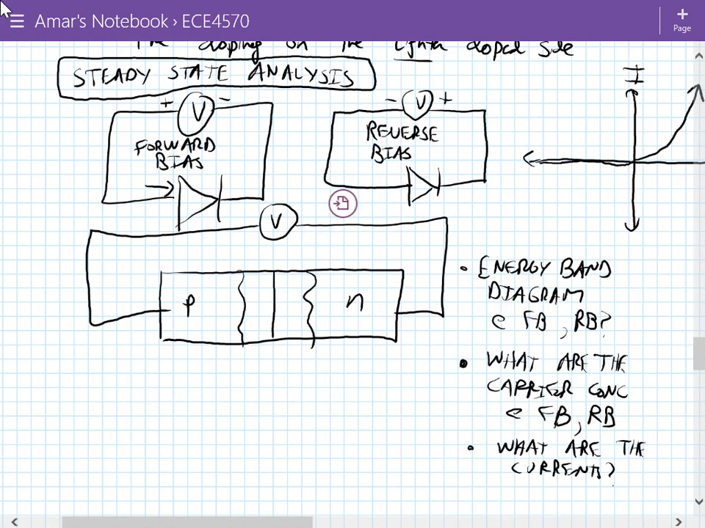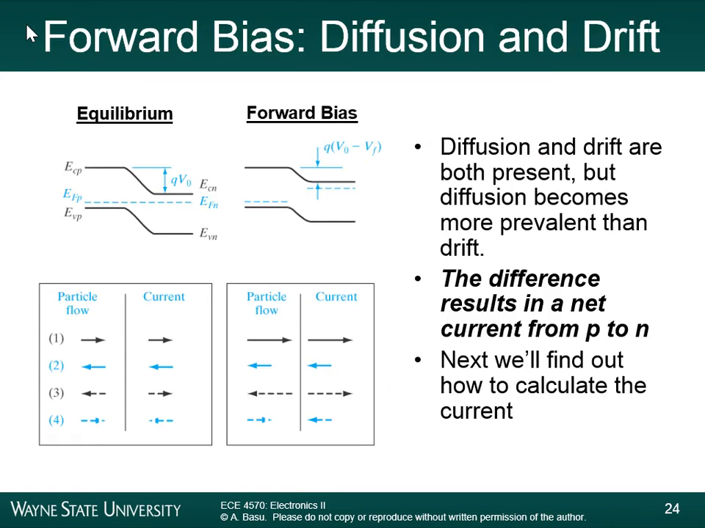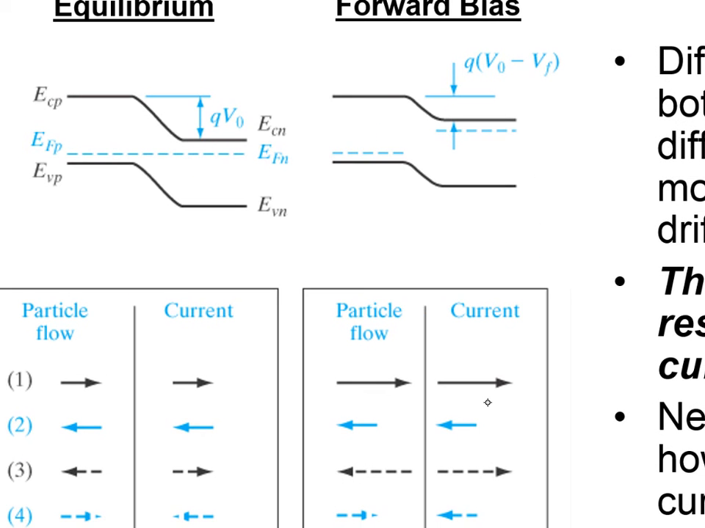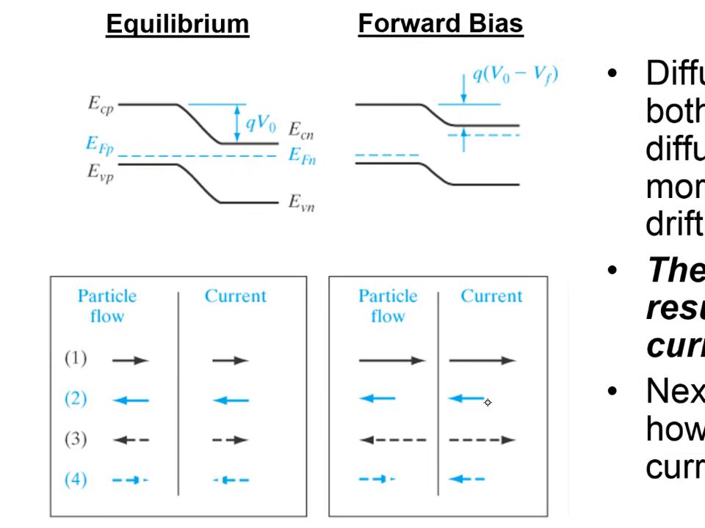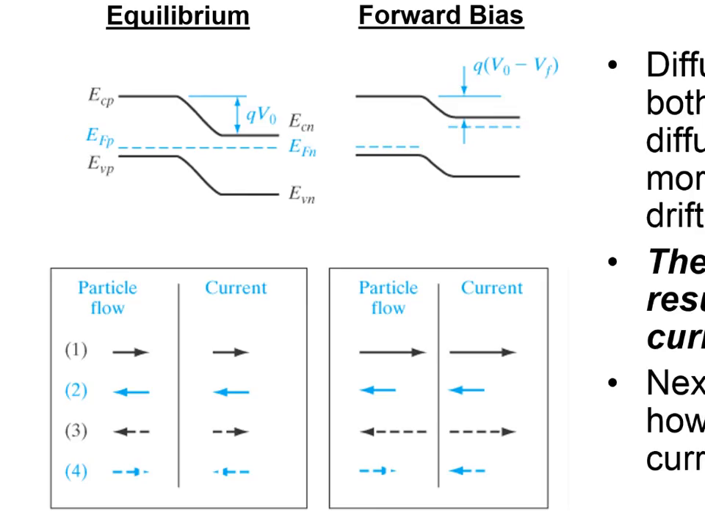Okay, all right, so going back now. Let's do this one together. What I would like you to figure out here is the energy band diagram at equilibrium and forward bias. The charts here show particle flow and the corresponding current at equilibrium. The first box shows equilibrium. The second box shows particle flow and the corresponding current at forward bias.